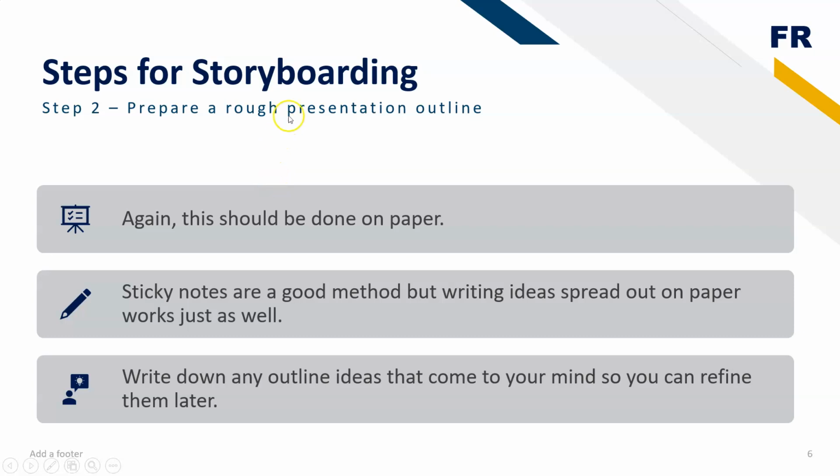Step two, prepare a rough presentation outline. So ideally, again, this should be done on paper. Using sticky notes, post-it notes are a really good method, but you could just potentially write your ideas spread out on a piece of paper. That works just as well. And write down any outline ideas that come to your mind of the types of things that you might want to include in your presentation. You can refine them further later on.